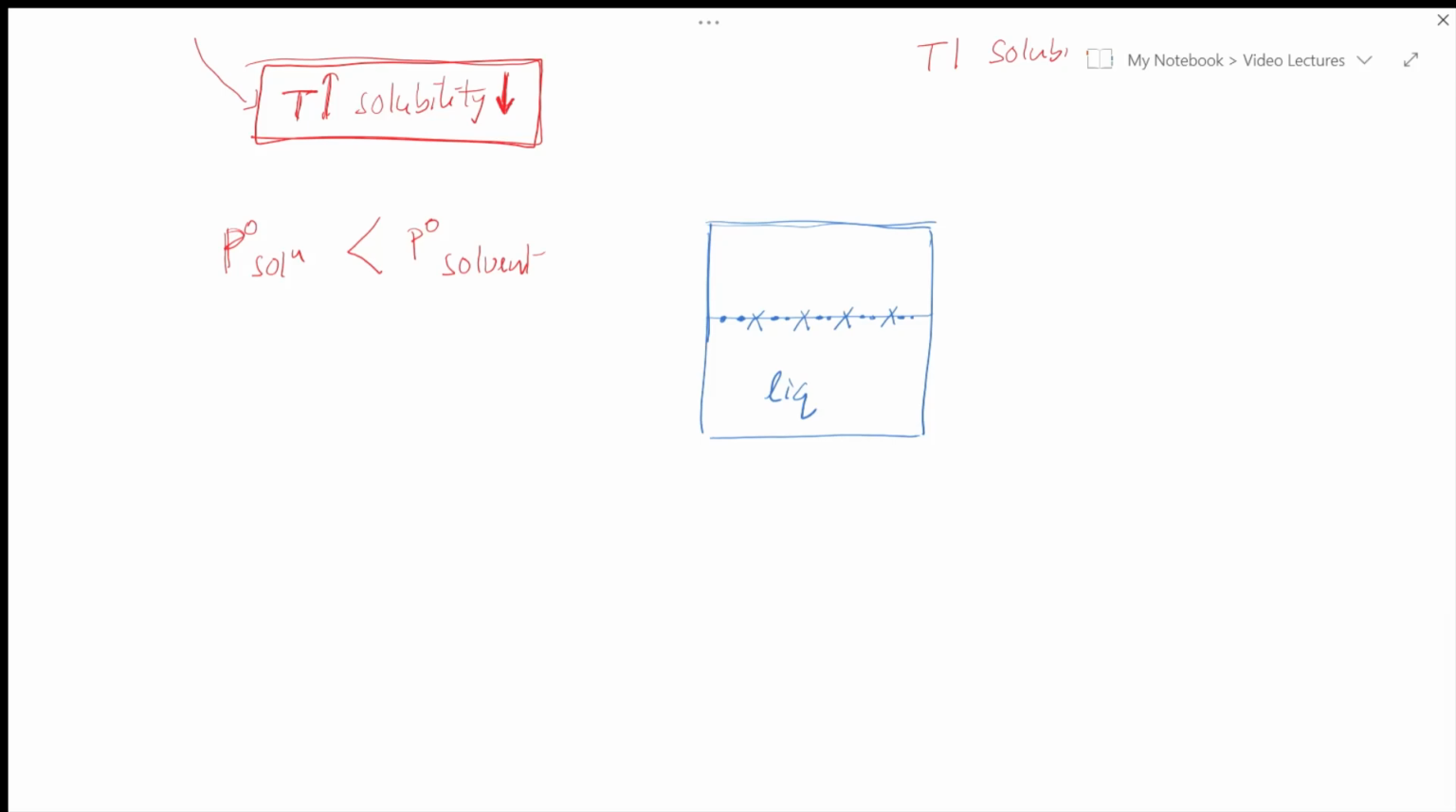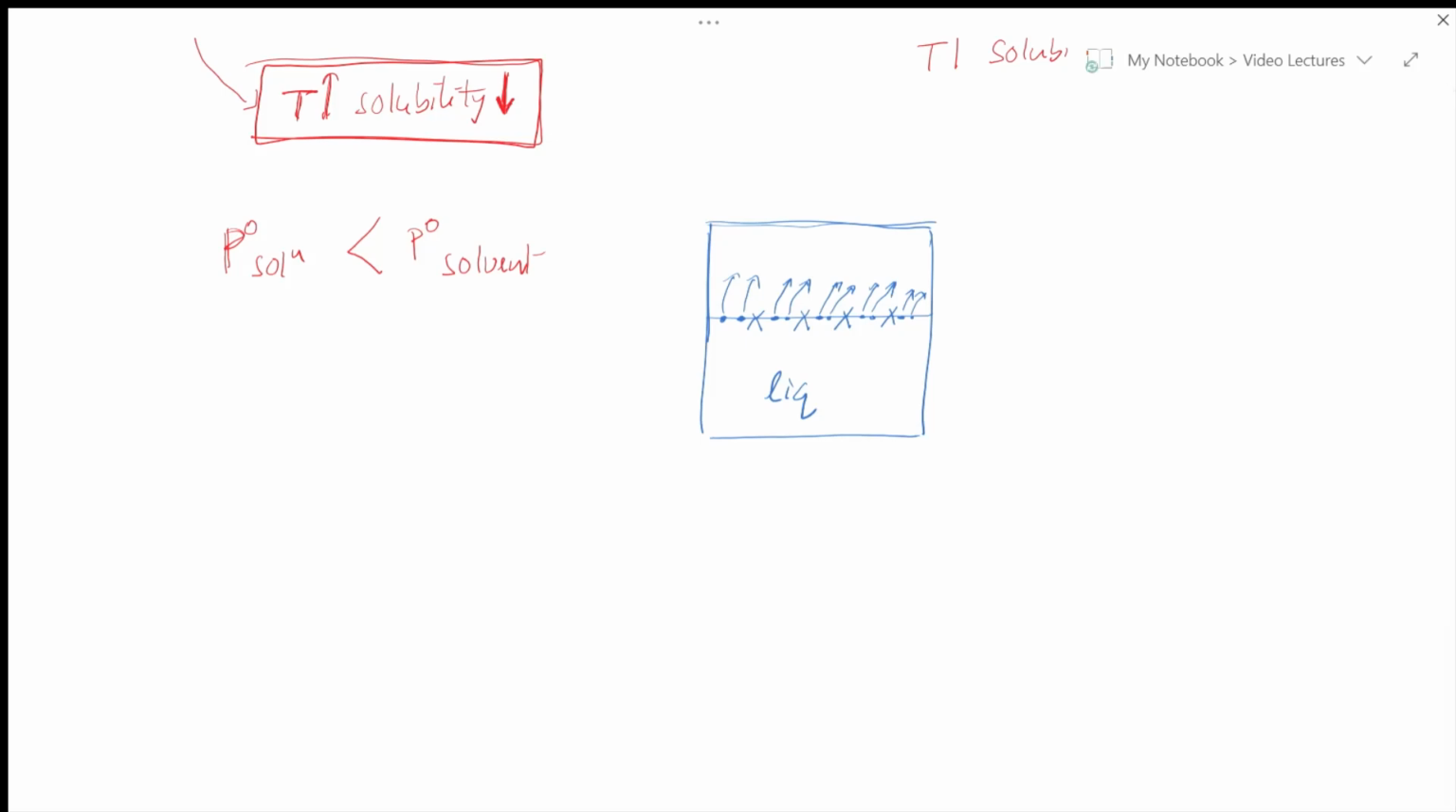Now, because a portion of the area of the surface is taken up by the solute particles, this means that the rate of vaporization now is decreased in comparison to the vaporization which could take place before you dissolved the solid in this liquid to make the solution.